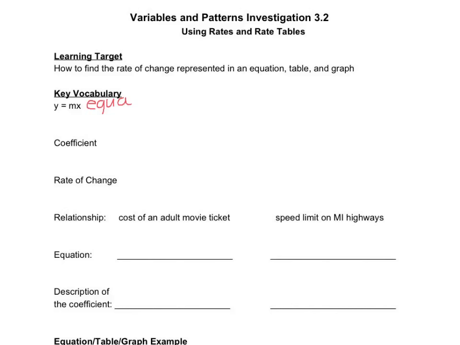This is your video for Variables and Patterns Investigation 3.2, where we are going to be continuing the discussion of looking at data or information in three different ways, which is the equation, the table, and the graph. And at the very top, you see the learning target, where now we're going to be specifically looking at how to find the rate of change. So now we're going to be looking for a very key piece of information, but in those three different forms.